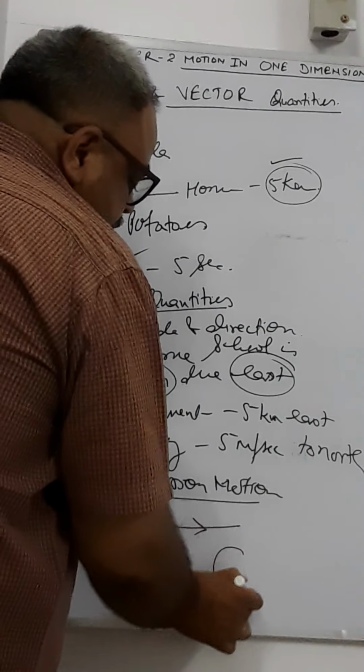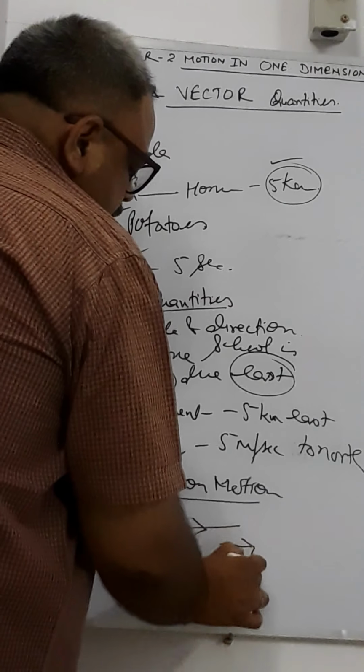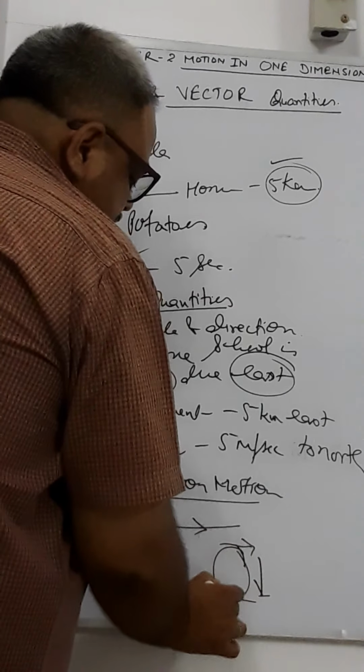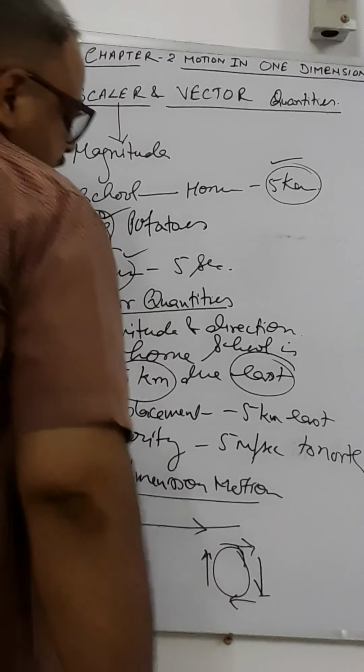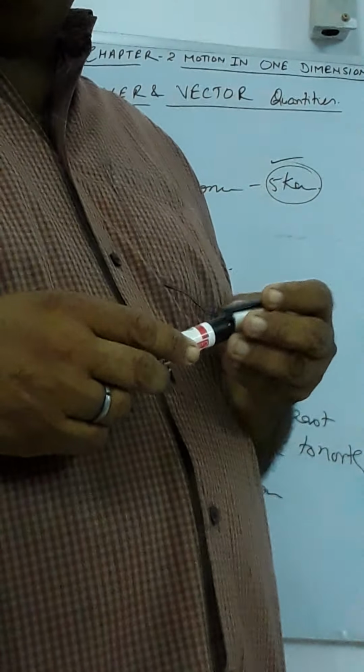If the body is moving in a circular path, this is not a linear motion. Direction changes continuously. A body moving in a circular path.